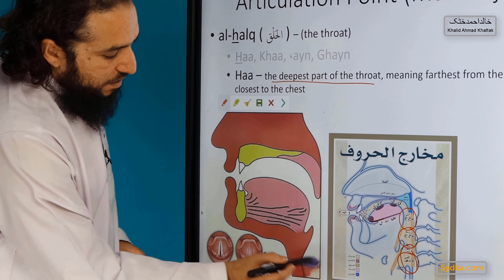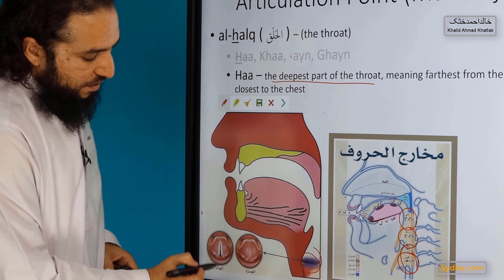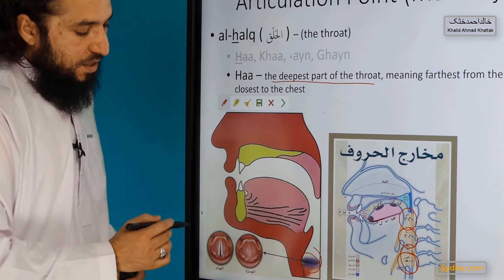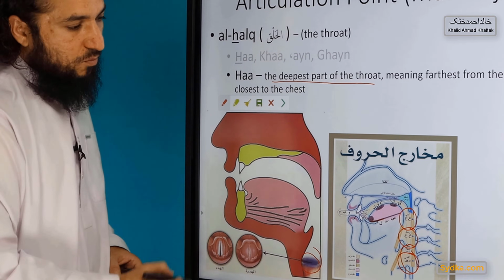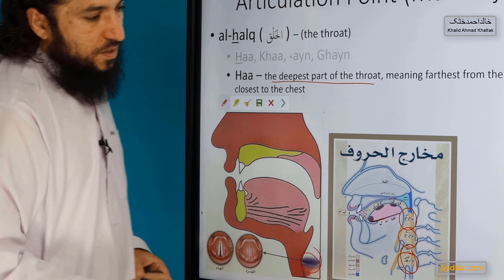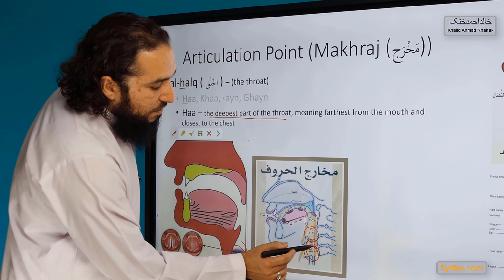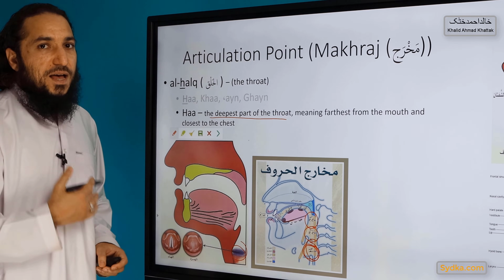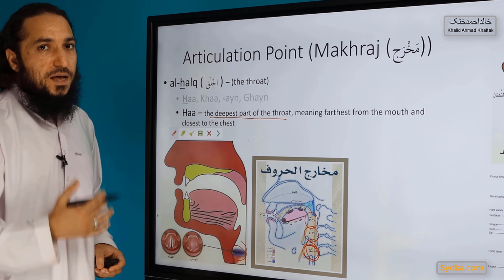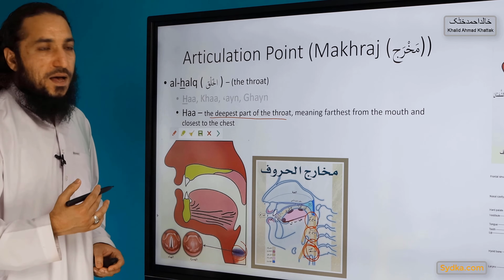And if you see here, in that case, in ha, the vocal cords are slightly open compared to another one, hamza, that's almost closed. So the vocal cord remains slightly open, but it is pronounced from the deepest part of the throat, as the sound is and the letter is ha.